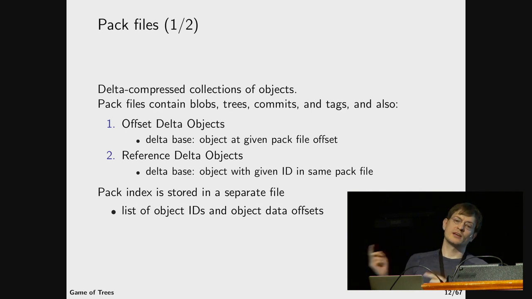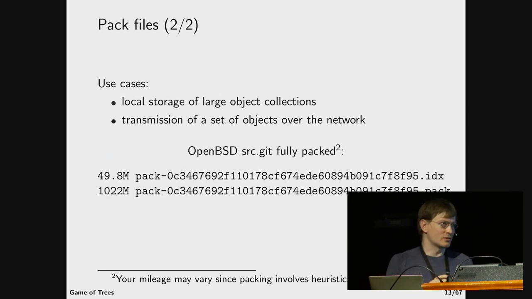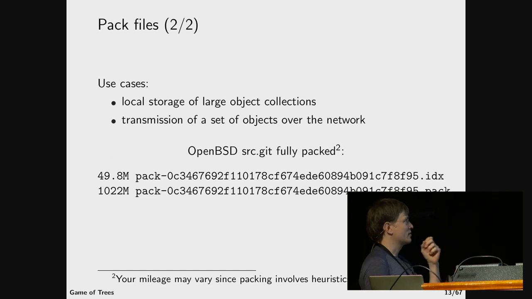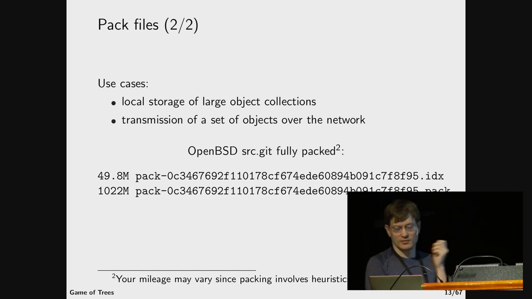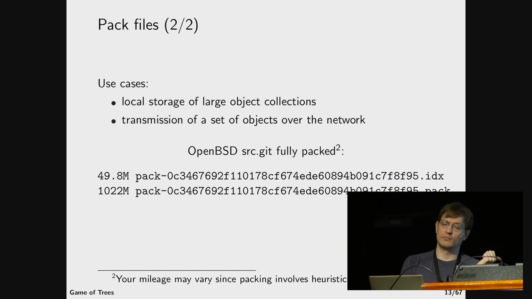You also have a pack index, which is stored in a separate file, and that allows you to know where the objects are. Basically, it's just a list of IDs and offsets into the pack file. On disk, it looks like this. You have the pack index and the pack file, and this is a whole source tree that I packed. It's a gig of storage, which is a lot more efficient than CVS.